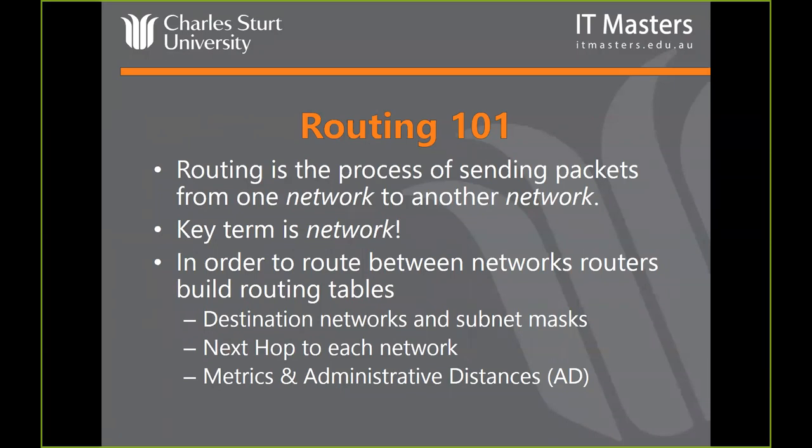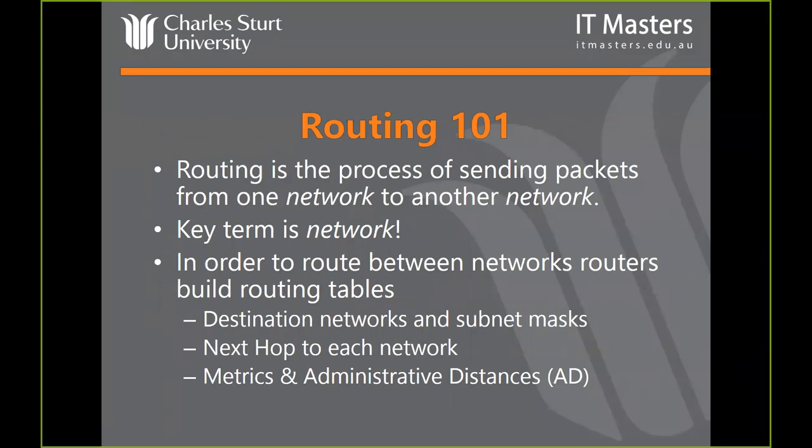In order to do that, routers have to build routing tables, or if you like, a map of the networks that they can reach, or the networks that they are connected to. There's a number of different tables that are kept in memory of a router before it comes to the final routing table. Each of the routing protocols is slightly different, and we'll have a look at that as we go along.